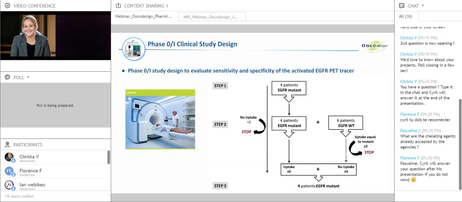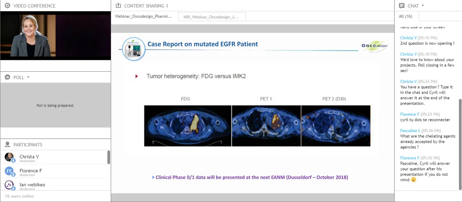And in our case, of our EGFR tracer, we went to phase 0, and this is the design of the phase 0 we did. We first administered our compound in 4 patients that carry the EGFR, and then in 6 patients that do not carry EGFR. And we made the comparison between the two groups to determine if there was specific binding or not in lung cancer. And this is one of the first results we get.